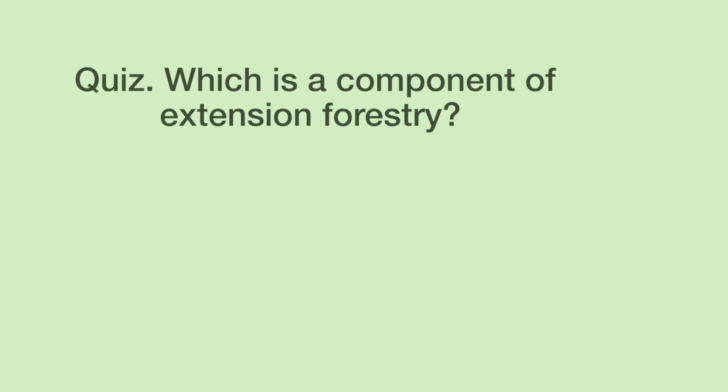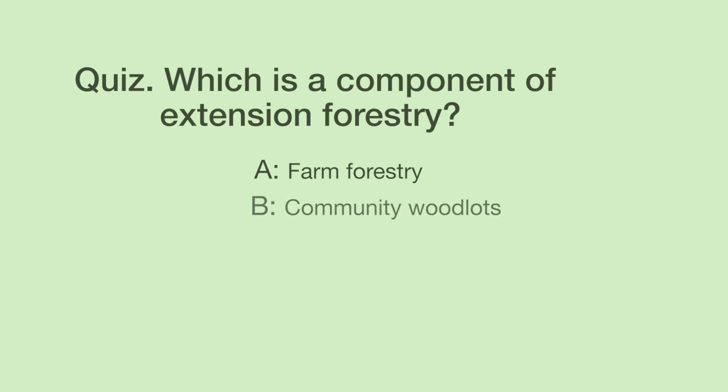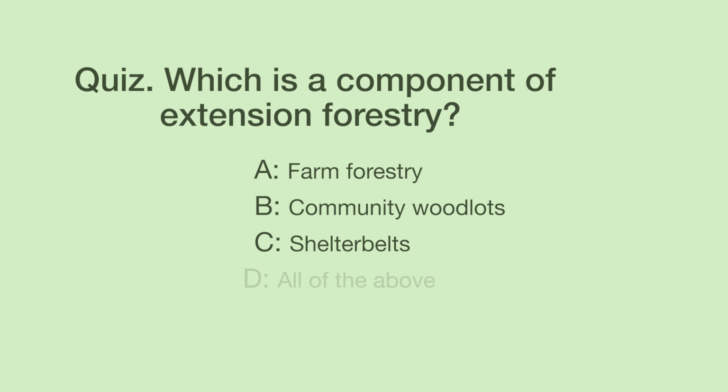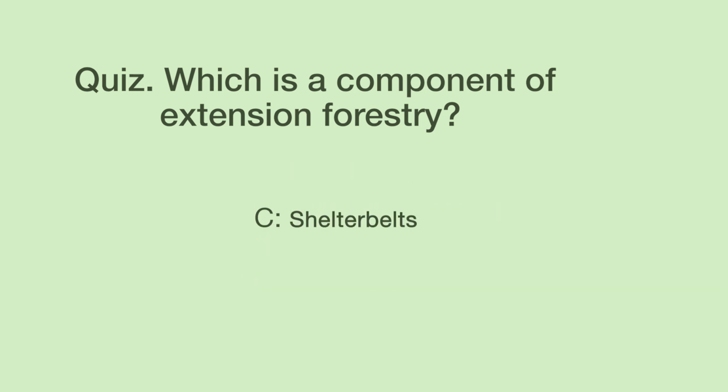So now we have learned about all the different types of social forestry and their different names and how they are classified under the umbrella name of social forestry. So it's time for another quiz. Which is a component of extension forestry? Your options are A, farm forestry, B, community woodlots, C, shelter belts, and D, all of the above. The correct answer is C, shelter belts.